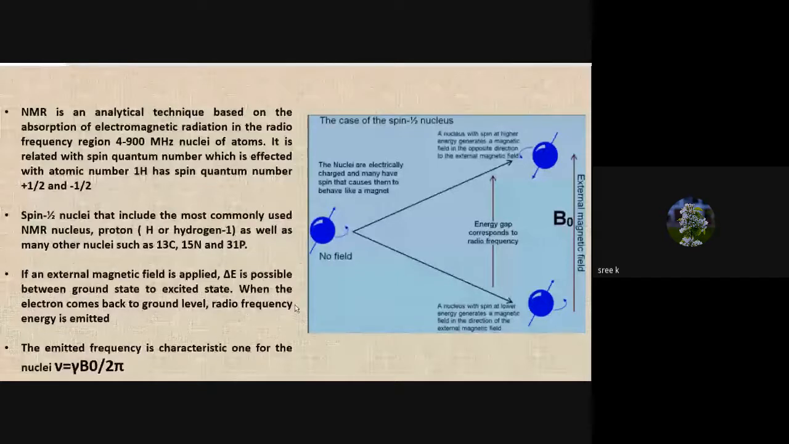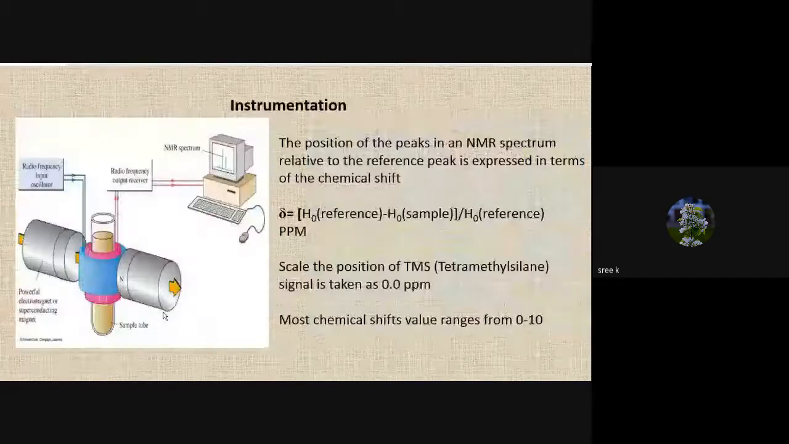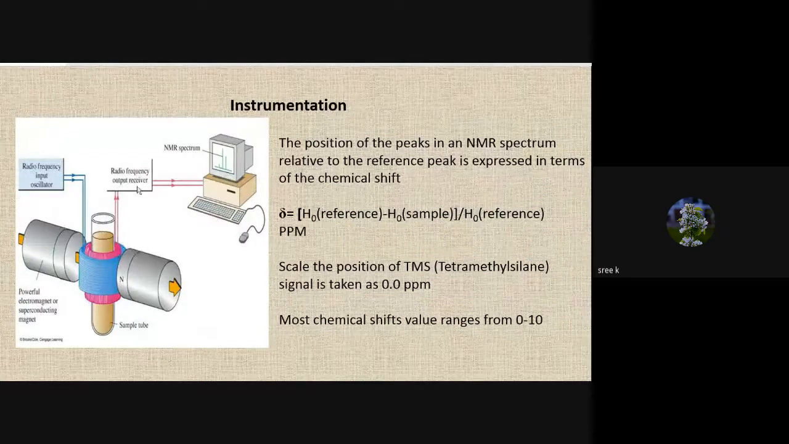So the emitted frequency is characteristic for the nuclei; this frequency nu is related to the magnetic field B0. Regarding instrumentation, you have a radio frequency oscillator, and you can get a radio frequency output which is resonated. After the resonance, you have the vibration of electrons from higher energy to lower energy and vice versa.